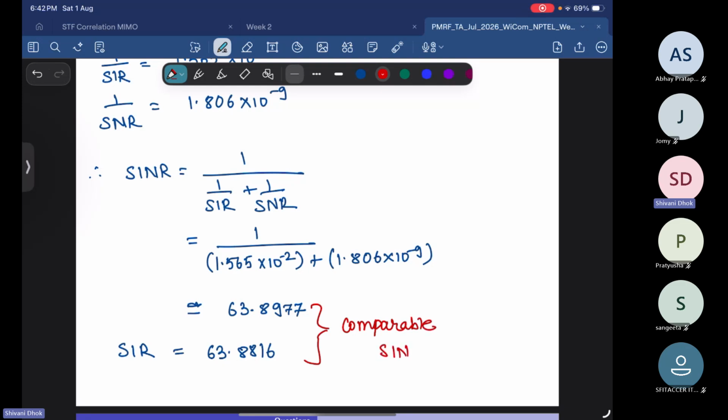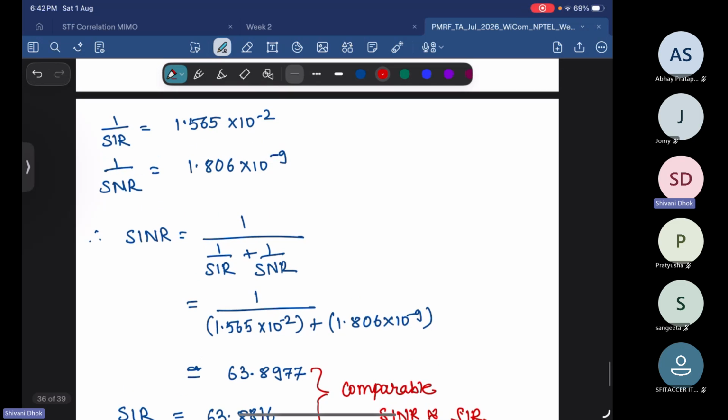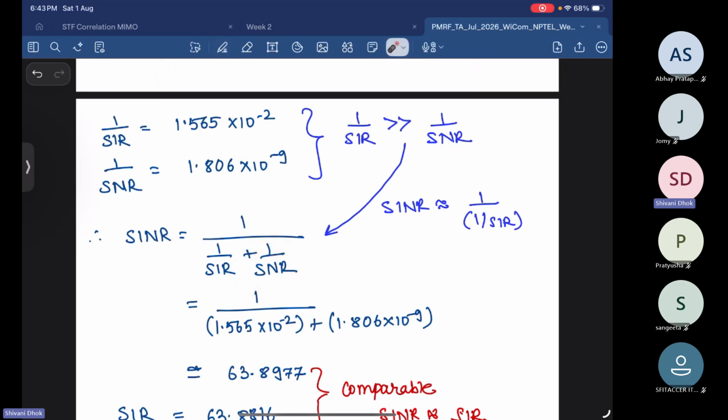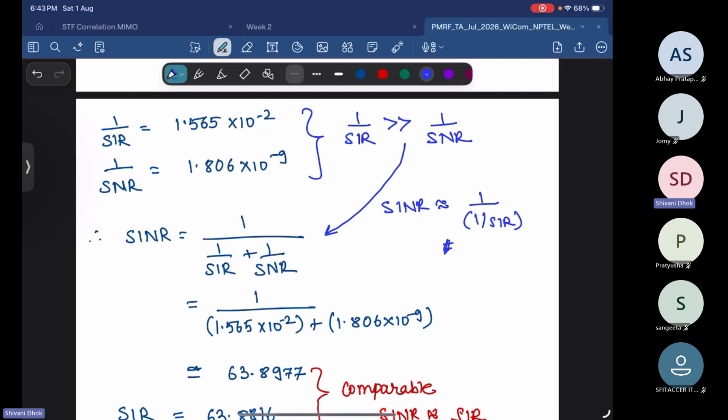So here your SINR is approximately equal to your SIR. Reason being, if you compare these two, 1 by SIR is much greater than your 1 by SNR. So when you use this idea and plug it in here, your SINR you can approximate to be 1 over 1 by SIR. Why? Because this quantity is much smaller than this particular quantity, so therefore you can ignore this. This is the dominant quantity, and therefore your SINR is approximately equal to 1 over 1 by SIR, which is this. So this quantity is equal to your signal to interference ratio.